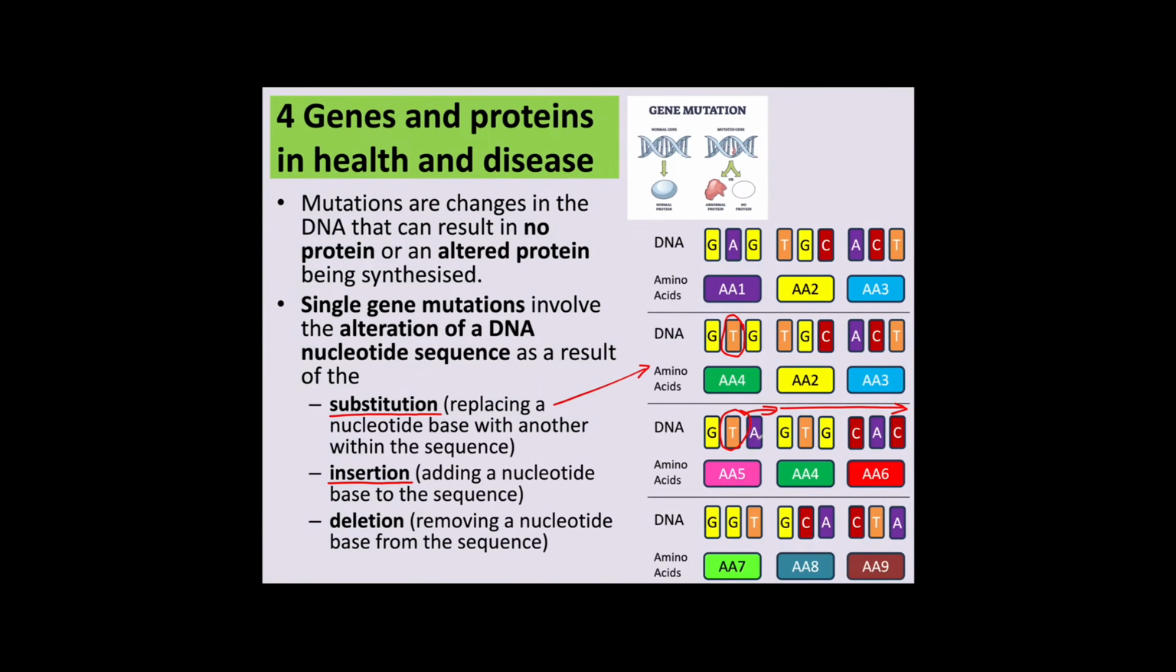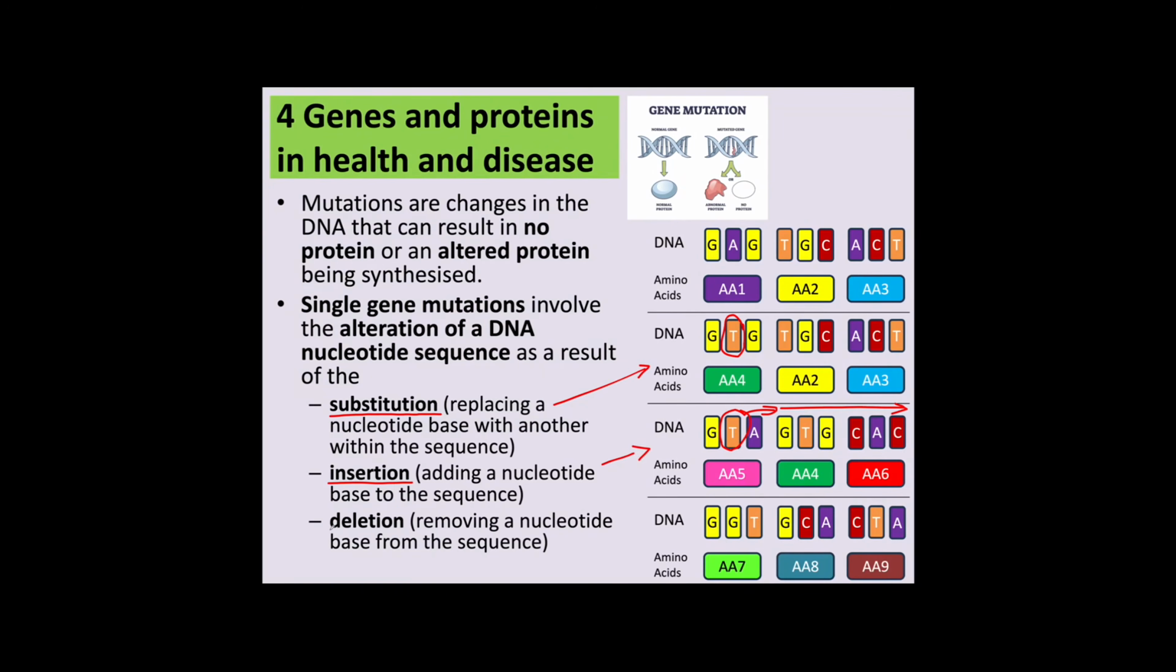Now, the impact of that is that not only do we change the amino acid that's coded for by this first triplet of bases, we then change every subsequent amino acid that comes after as well. Okay, so that now codes for a different amino acid here, and this one also codes for a different amino acid here as well. Okay, so that's insertion right there.